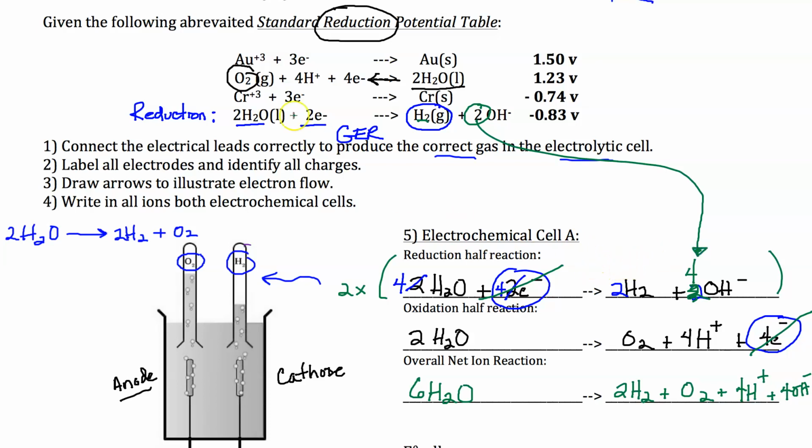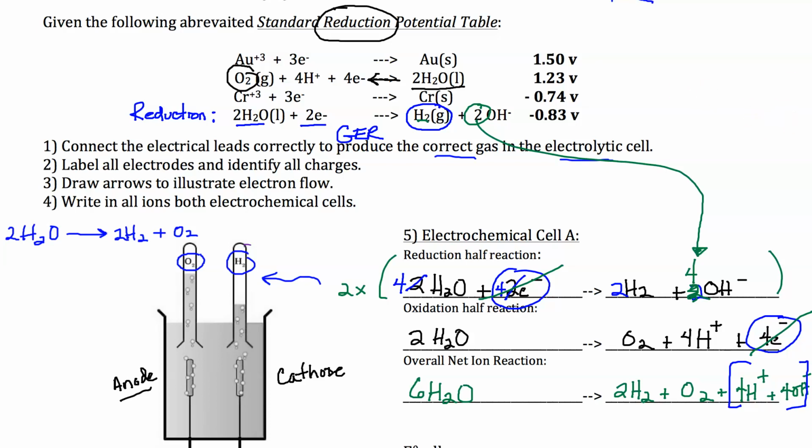Now some people want to combine an H plus. We haven't done acid and base yet, so some people want to combine this into water, 4 water molecules, but we're not going to do that. We're just going to leave it right there for now, and we'll pick that up another time.